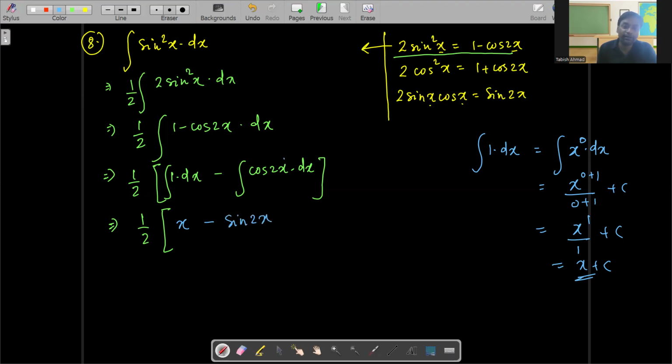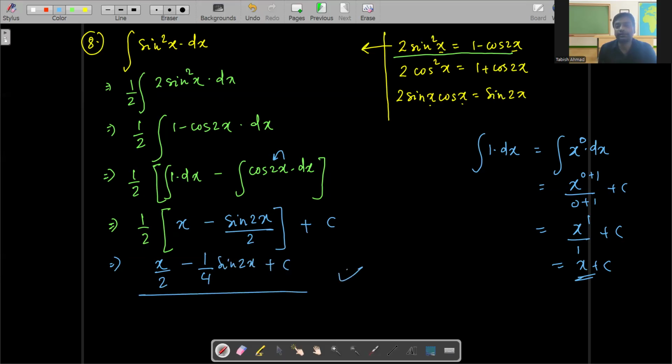But there is a multiplier with x, that is 2. It will be going to the division. So this is the answer. Or you can rearrange this as x over 2. I'm multiplying this half by each term, and minus 1 by 4 sine 2x plus c. This is the answer finally.